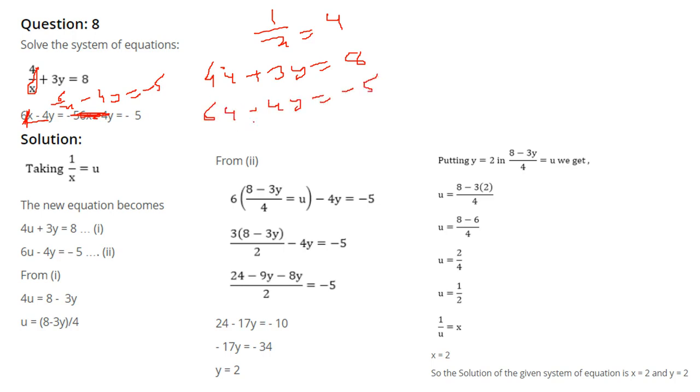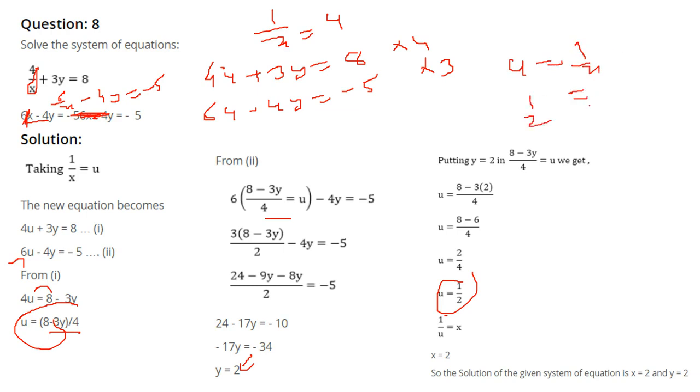Now you can just easily solve it. Either you multiply this by 4 and this by 3, or you can take u equal to (8 minus 3y) by 4, and put it in this equation like this. So you will solve for y equal to 2, and with y equal to 2, you get u equal to half. But u was actually 1 by x. See, u is 1 by x. So what is x? Because u was half, x will be 2. This is how we solve it.